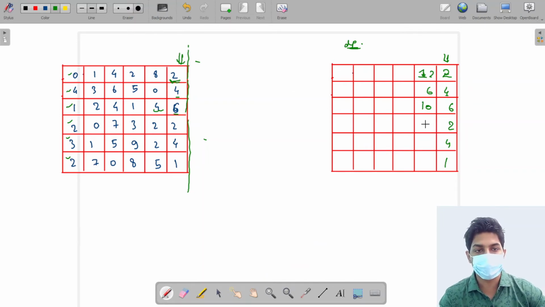The maximum of 6, 2 and 4 is what? 6, plus my gold is 2, so here the answer will be 8. Here the maximum of 2, 4 and 1 is what? 4, plus my gold is 2, so the answer 6 will be there. Now take this cell.